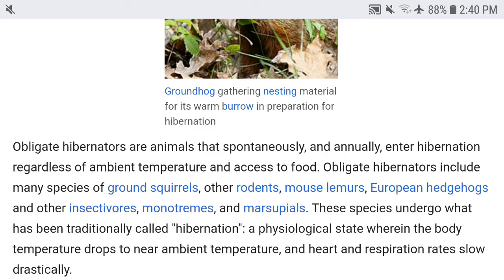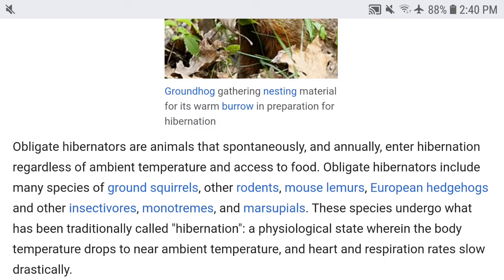Obligate hibernators are animals that spontaneously and annually enter hibernation regardless of ambient temperature and access to food. Obligate, so they're obligated to do so. That's why it's called obligate hibernators.